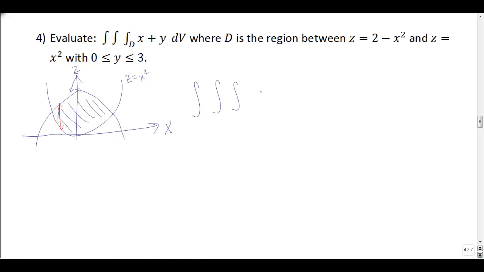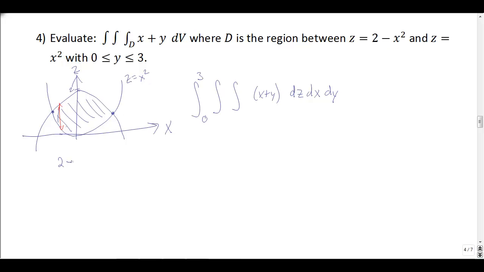So what I'm going to get, let's see, we have x plus y. So I'm going to do dz first, how about then dx, then dy. So y goes from 0 to 3. X goes from the x coordinate of this point to the x coordinate of this point. Well, that's where the two z functions are equal.